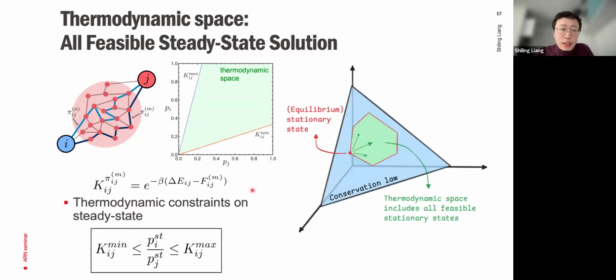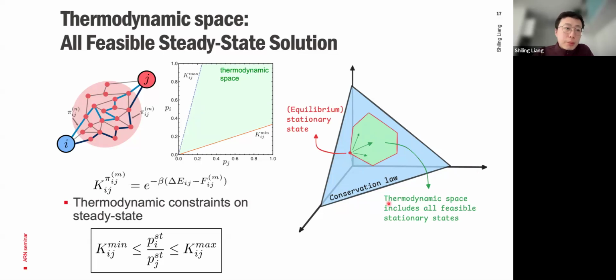And if we think in a higher dimensional space, if we have a three-state system that has some conservation law, we can draw the conservation law plane and the intersection of the thermodynamic space, and the conservation will give you a solution space of the system. And the system has thermodynamic equilibrium, so it only has one unique stationary state solution.